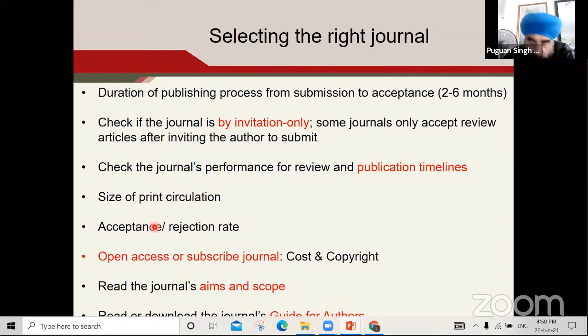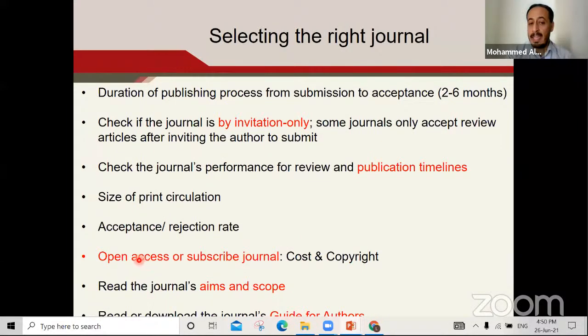Open access or subscribed journal: here you have to consider two aspects, the cost and the copyright. If you can afford to pay, go for open access. But if you subscribe, if you don't pay, you will not own the copyright.